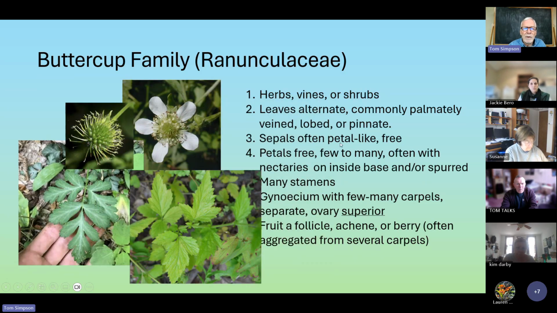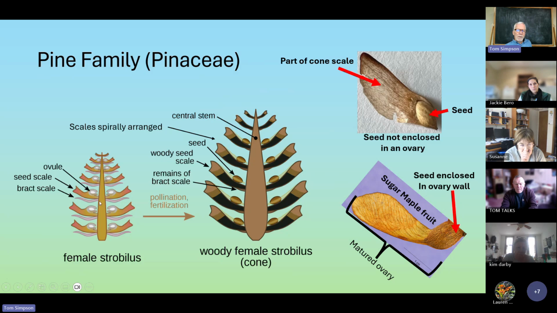And this is another member of the Ranunculaceae. Again, many different carpels, all separate from one another. It falls apart at maturity. Many different stamens in a leaf that's sort of hand-like in its compound nature. I wanted to go through these quickly at the end, just because they're so different from other flowering plants.